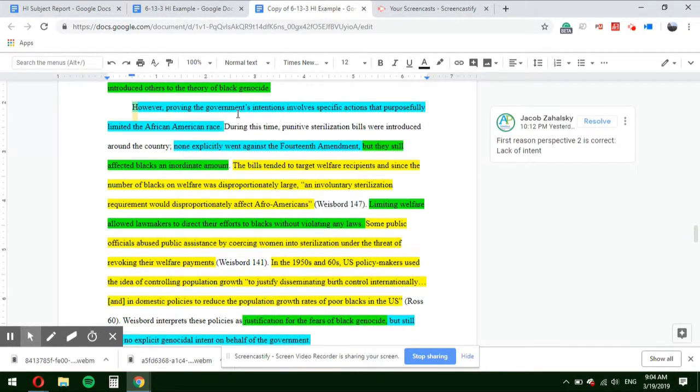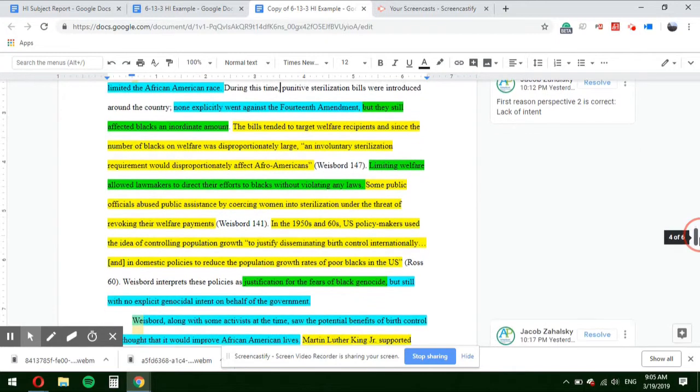And so it goes on, during this time, punitive sterilization bills were introduced around the country. None explicitly went against the 14th Amendment, but they still affected Blacks an inordinate amount. And so the student is providing both perspectives back to back, that while they weren't against the law and they weren't explicitly targeting African Americans, they still affected Blacks an inordinate amount. The student demonstrates that while the bills may have affected Blacks an inordinate amount, it may not have been purposeful, and thus it may not have been a genocide.